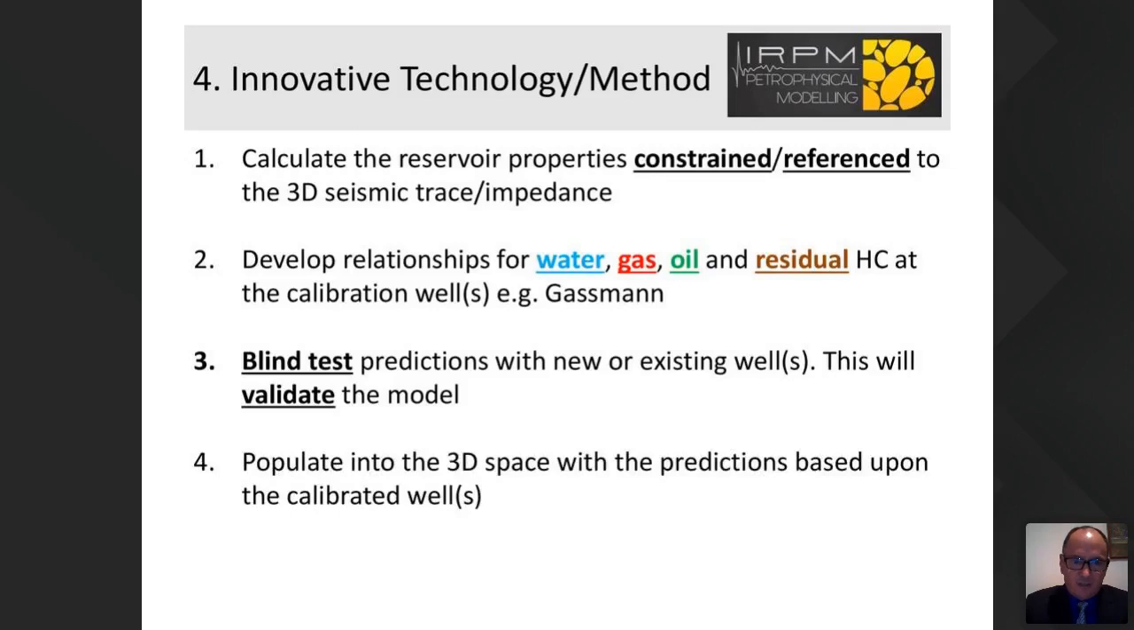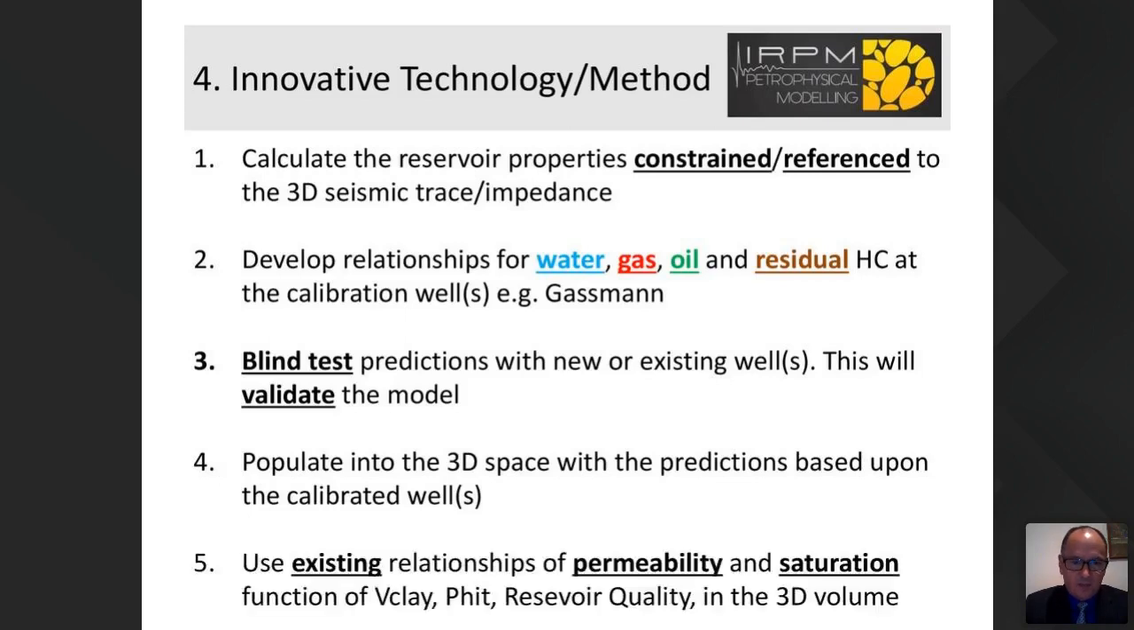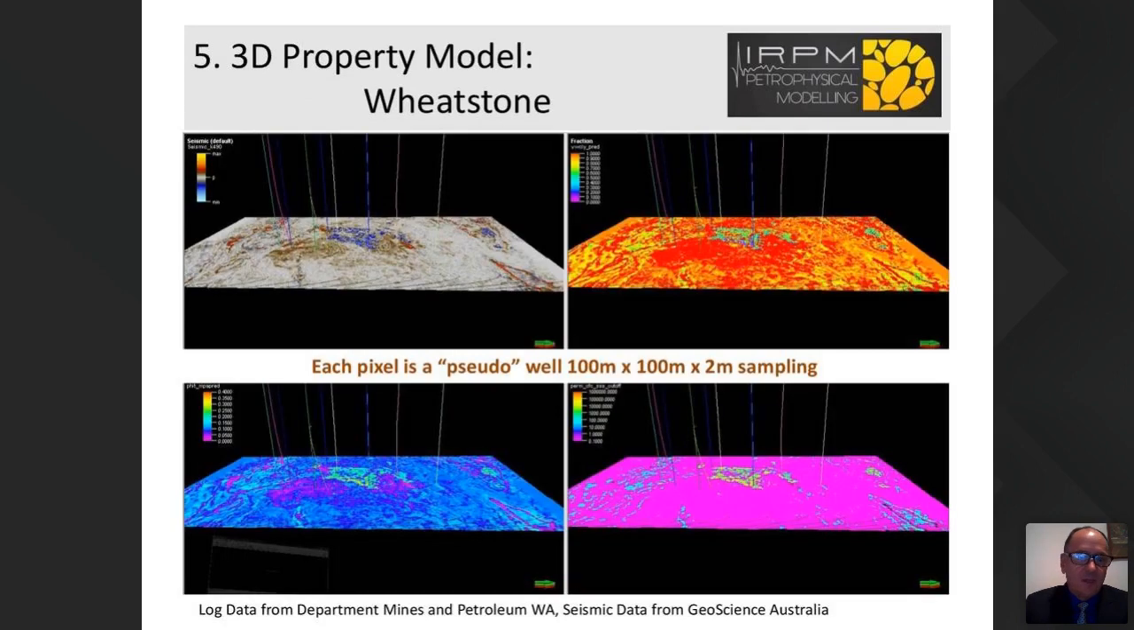We populate into the 3D space with the predictions based upon the calibrated well. Then we use existing relationships of permeability and saturation, which are a function of the V-clay, porosity, and reservoir quality, into the 3D model. So here's the example of Wheatstone.